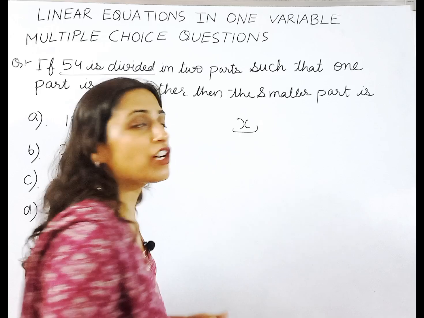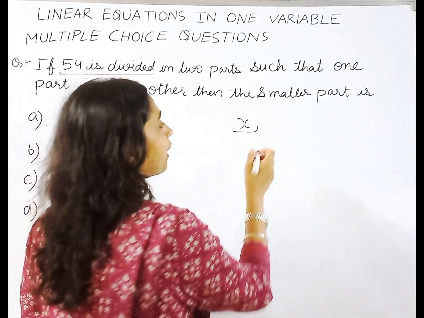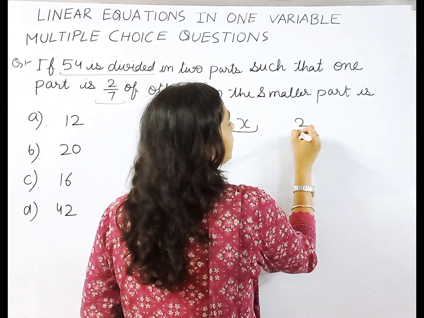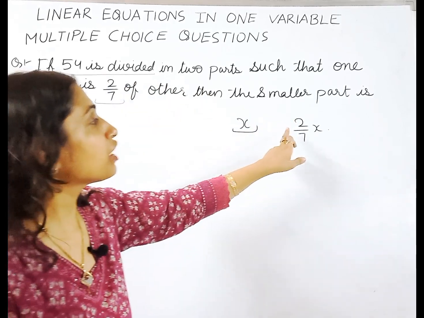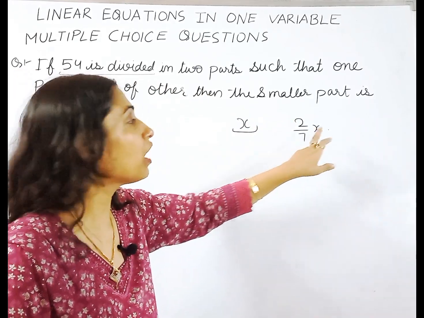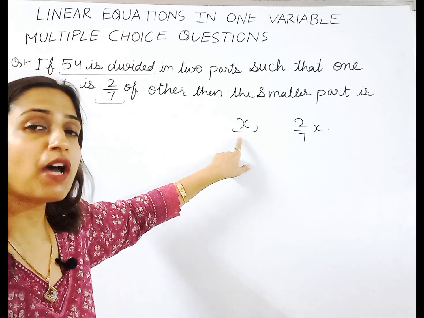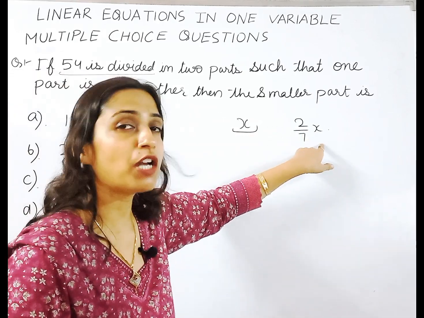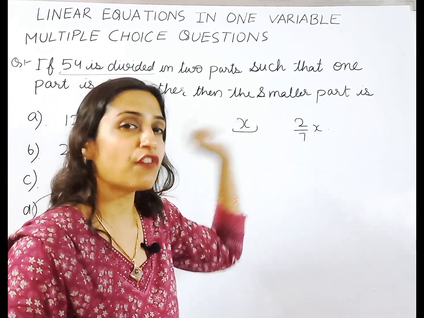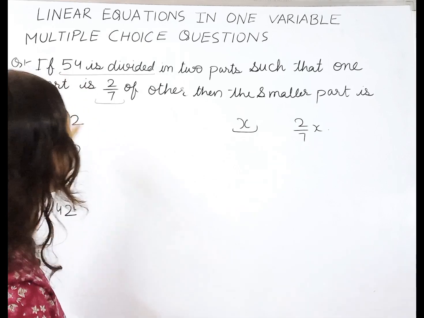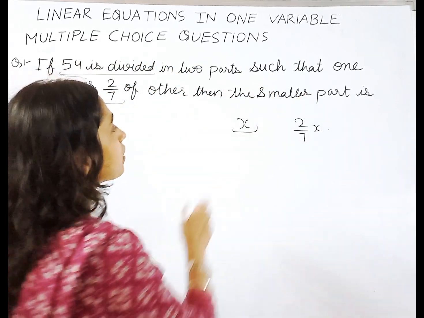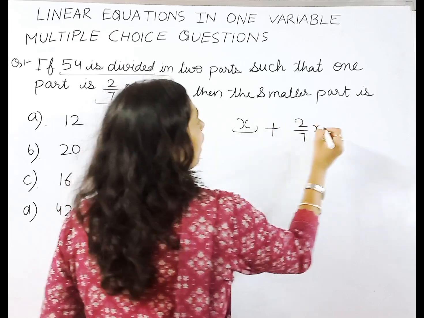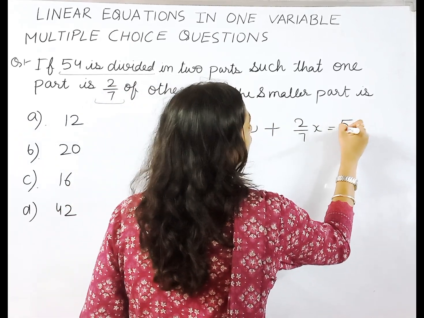So let the first part be x, then the second part is 2/7 of x. This is given to us that one part is 2/7 times that of the other part. So if one part is x, then the second part becomes 2/7 of x. And we are given that 54 is divided into two parts. That means the sum of these two parts is equal to 54.